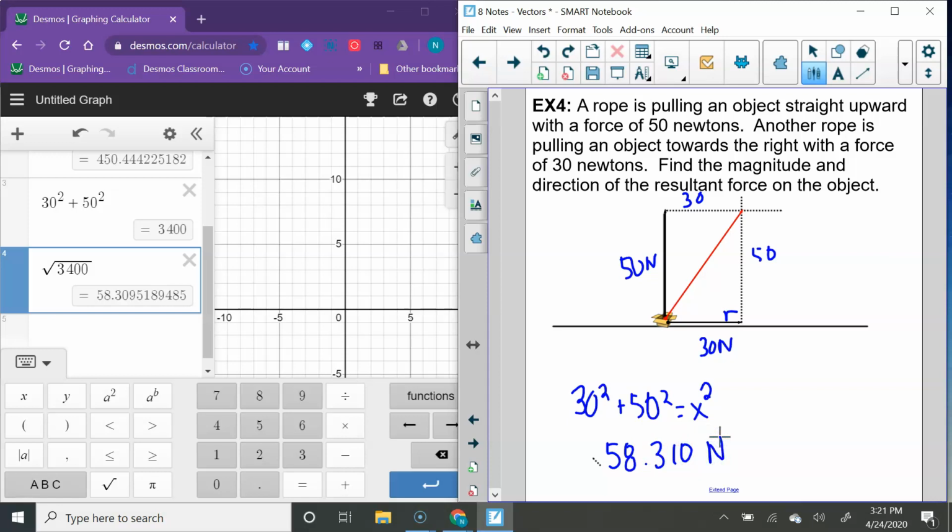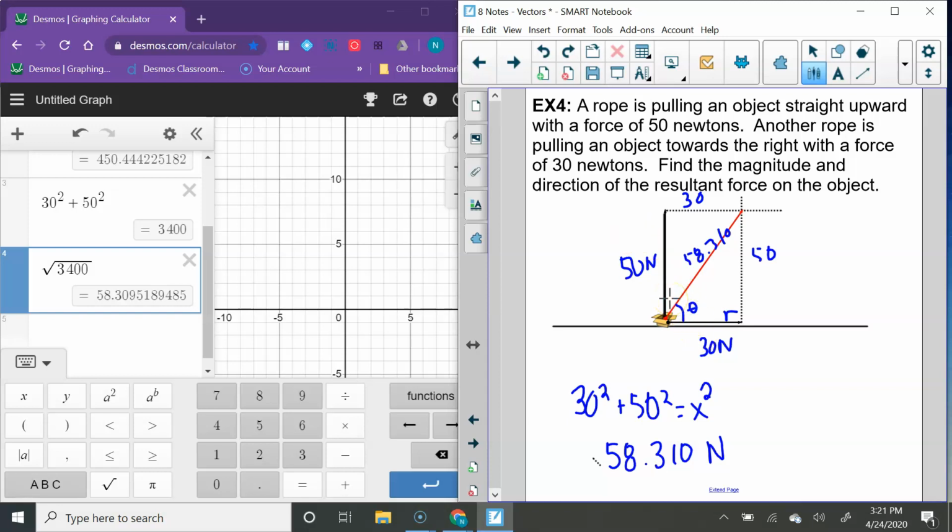So that would be the force that we have in this direction. That's the 58.310. That's the force of that vector right there. We also need the direction. I'm going to put the direction right here. You technically could put it right here.